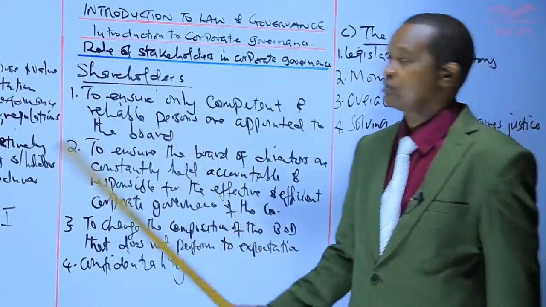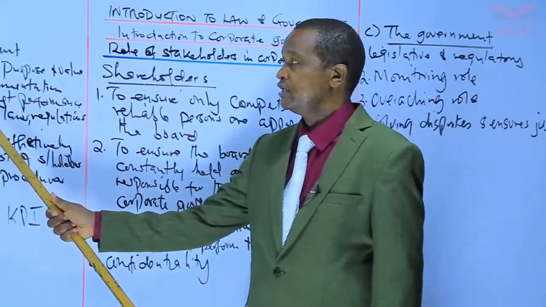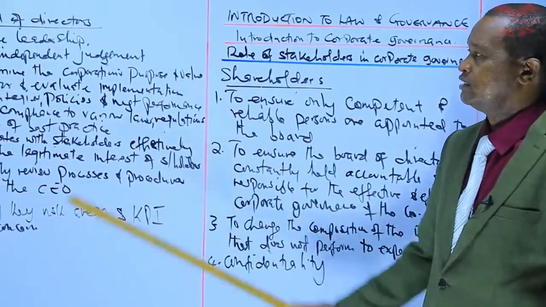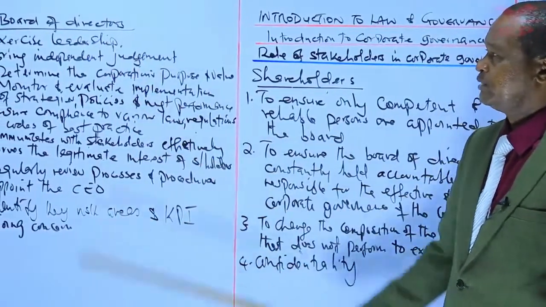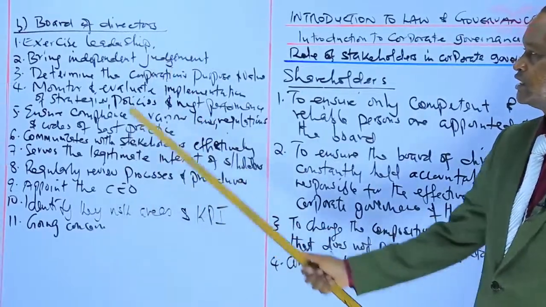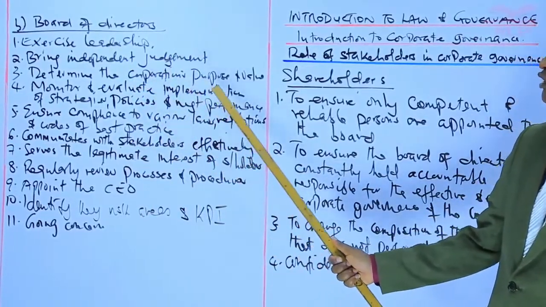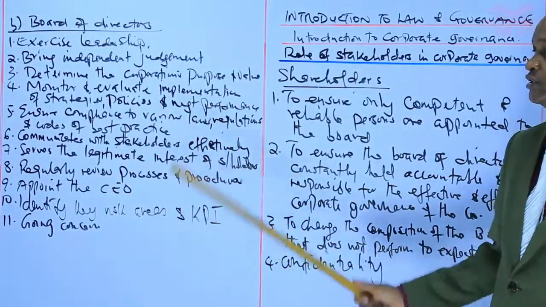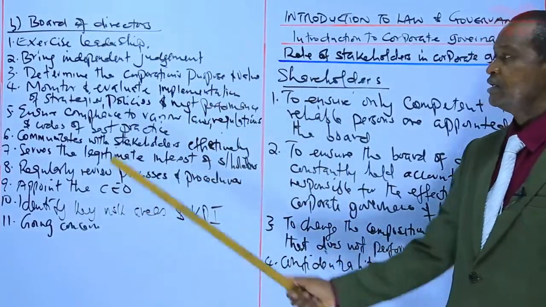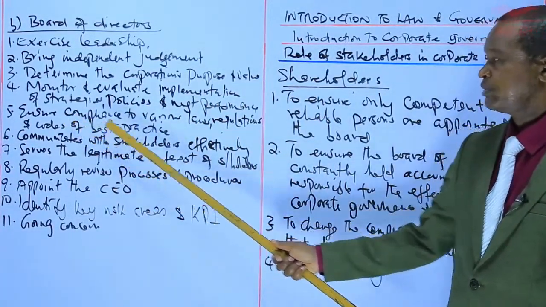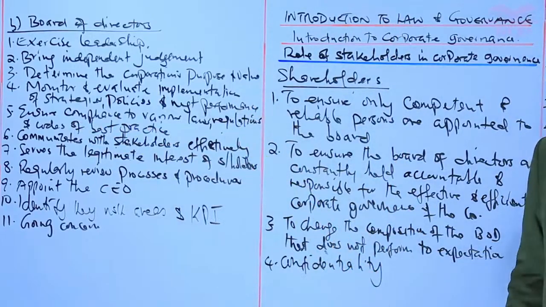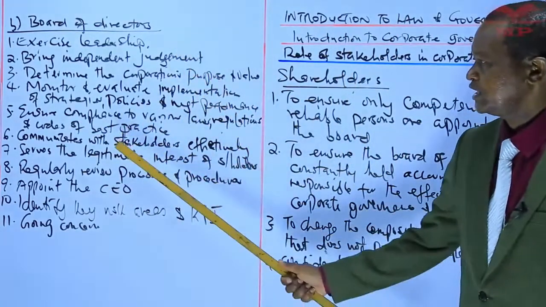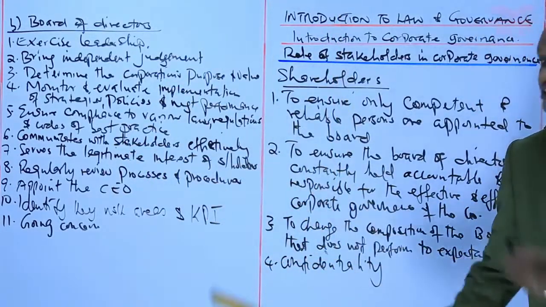We went ahead in this lesson to discuss the role that is played by the board of directors in corporate governance. We saw that the board of directors exercise leadership, they bring independent judgment, they determine the corporation's purpose and value, they monitor and evaluate implementation of strategies, policies, and management performance. The board of directors also ensures compliance to various laws, regulations, and codes of best practice. The board of directors communicates with stakeholders efficiently.